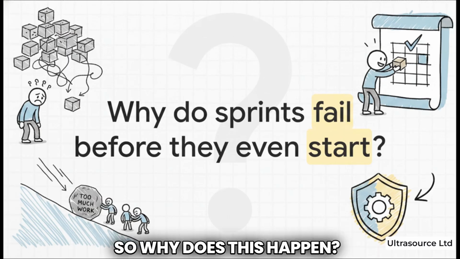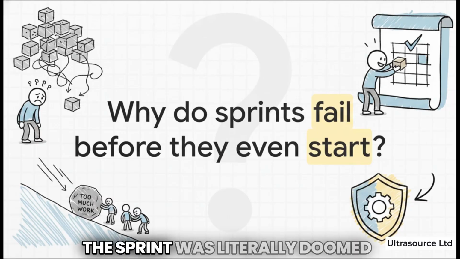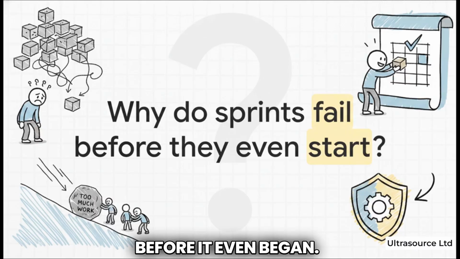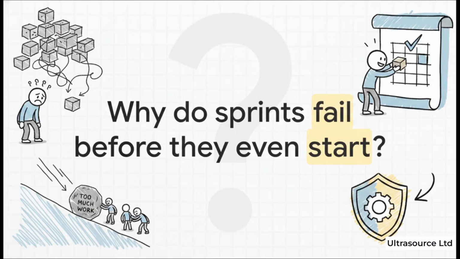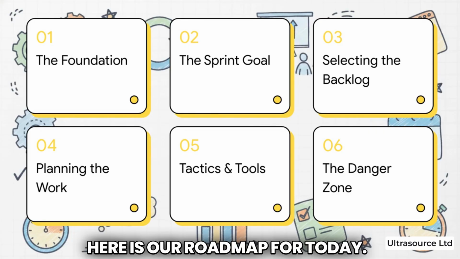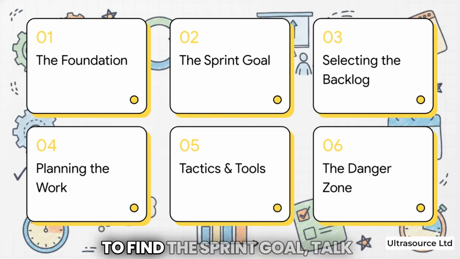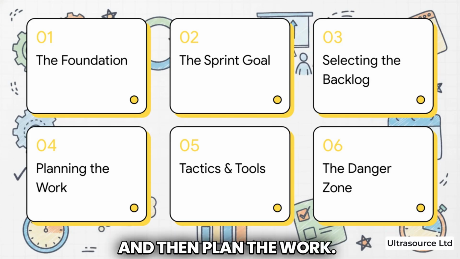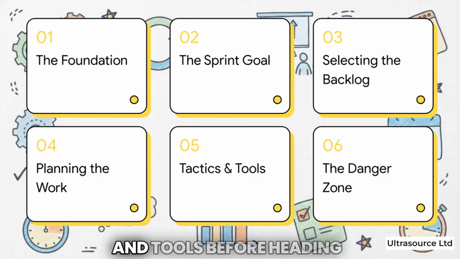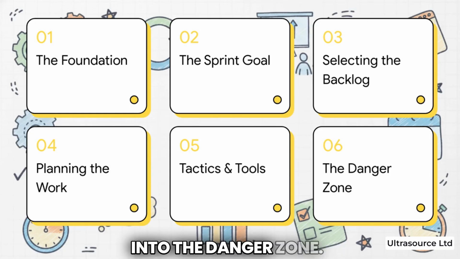So why does this happen? Usually it's because the sprint was literally doomed before it even began. But the good news is, proper sprint planning is the ultimate bulletproof solution to all of this chaos. Here is our roadmap for today. We'll start with the foundation, define the sprint goal, talk about selecting the backlog, and then plan the work. After that, we'll cover some critical tactics and tools before heading into the danger zone.